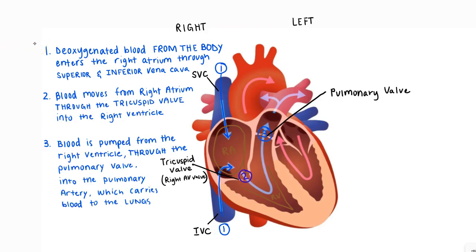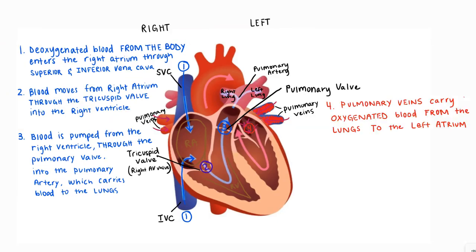In step 3, the blood from the right ventricle is pumped through the pulmonary valve. So it enters the pulmonary artery, and the pulmonary artery will carry the blood to the lungs. Notice there is a right and left side. So this is going to go out to the left lung, and this side will go out to the right lung.